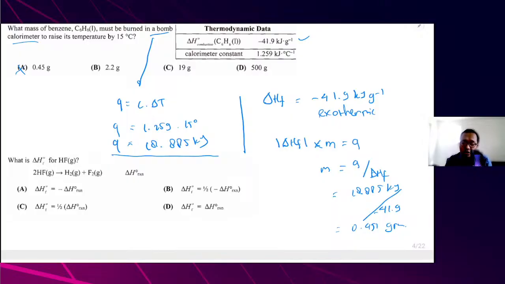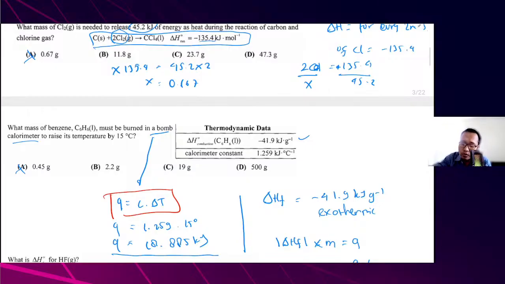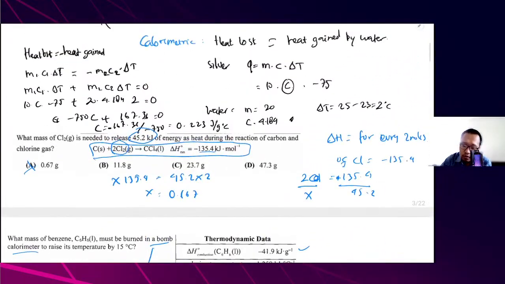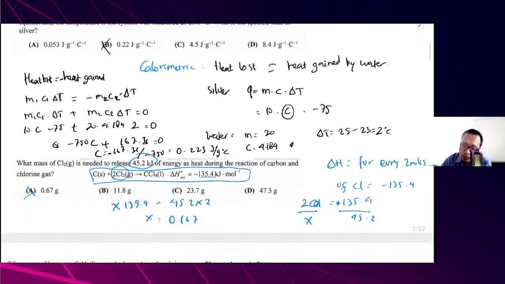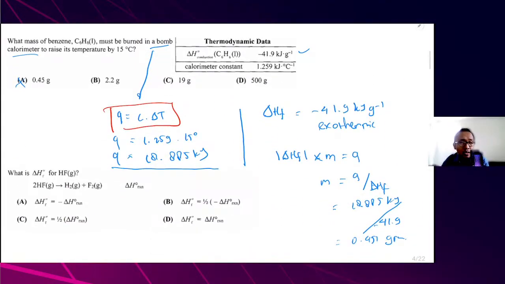Just a recap. Always use q = CΔT if we want to use a bomb calorimeter. And then use the absolute value of ΔH combustion to solve for mass, using this equation. After that we're done. Just remember this equation. All right, now let's move on to another part.